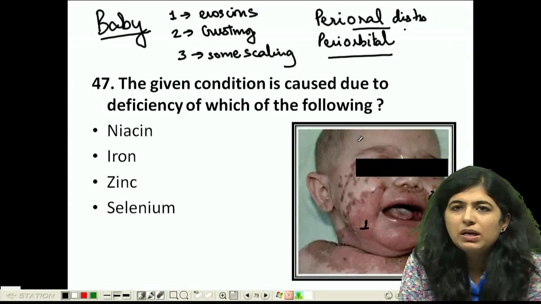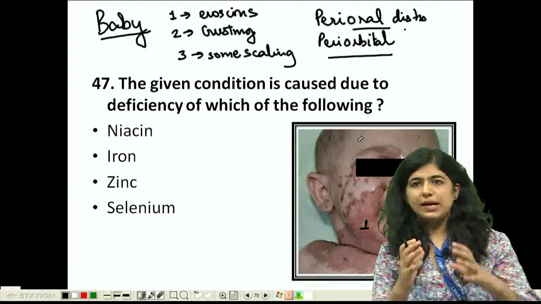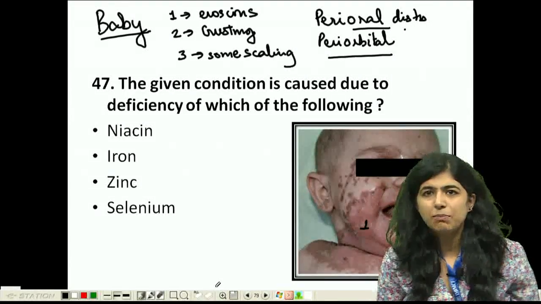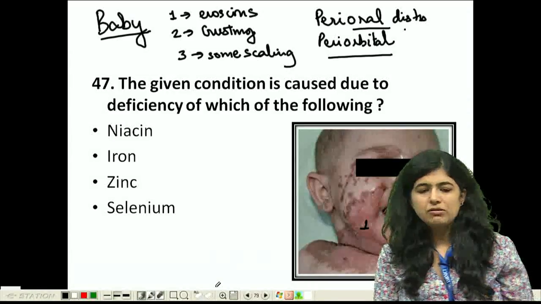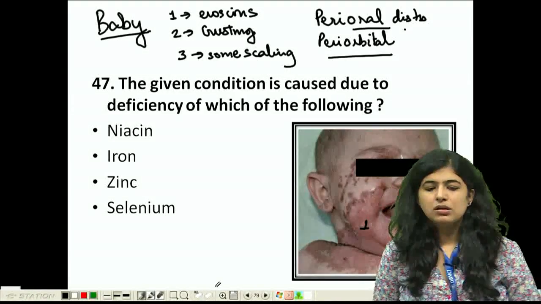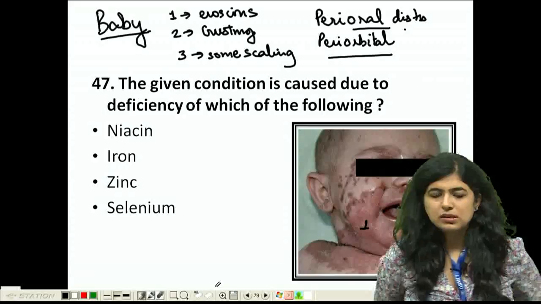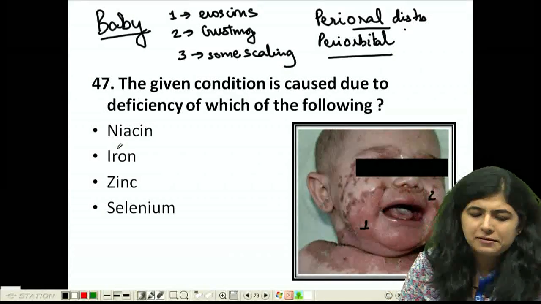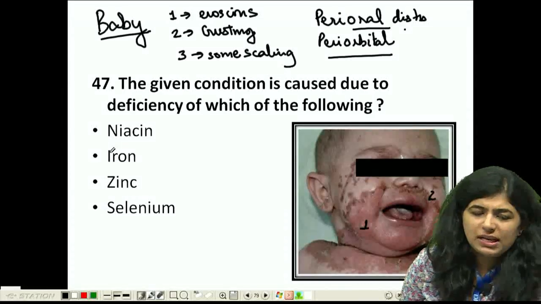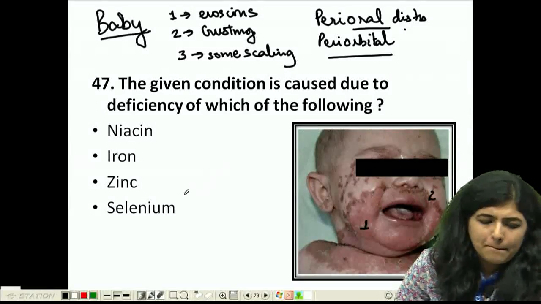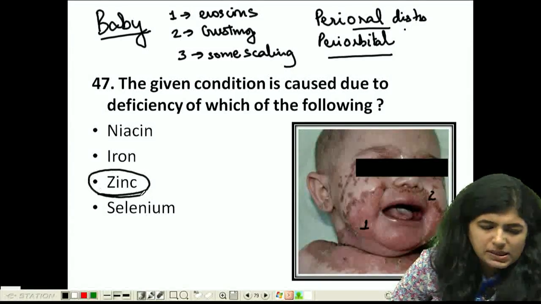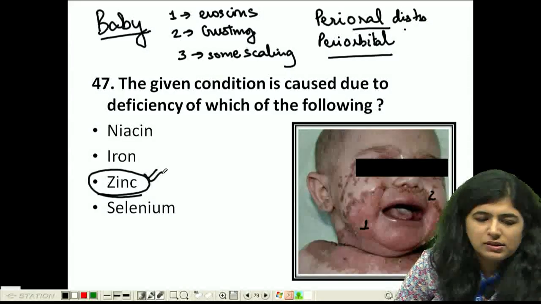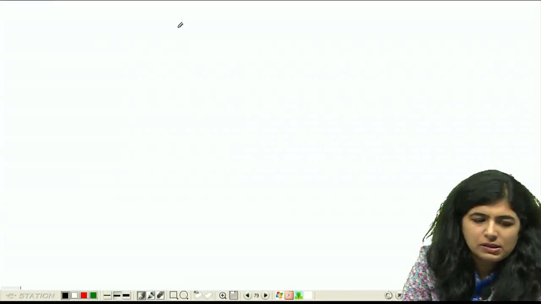Had I seen this baby completely, I would have seen that this kind of picture is also present in the perianal and the perineal region. The legs, what do you think it is? I know you all know the answer. This is a relatively easy one. Zinc. Zinc deficiency is what causes this picture.